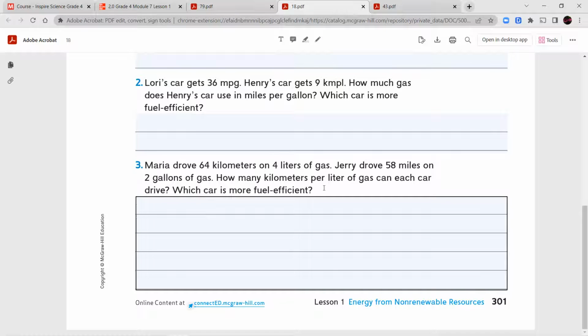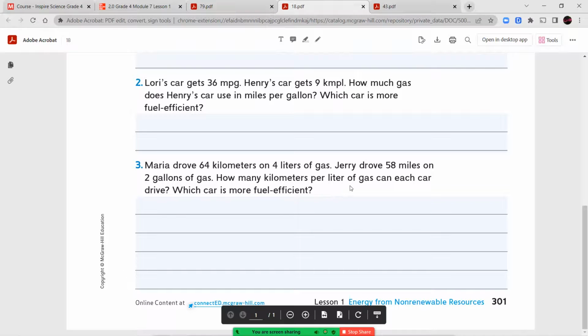So if they want us to work in kilometers per liter, what we need to do is convert this 58 miles on 2 gallons. First, we need to figure out how much that is for 1 gallon and convert it. And then we can take this and divide it by 4 to figure out how much it's going to be for 1 liter and convert it. And then we can convert these, make sure we're using the same unit. So we can use kilometers per liter for both, and then we can do the comparison.